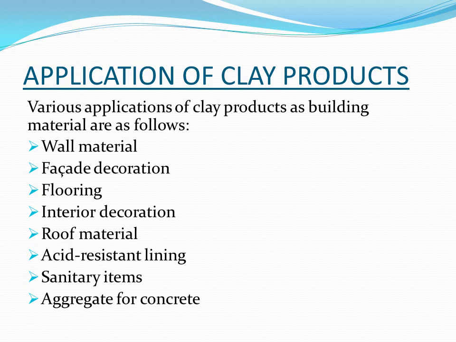Next is acid resistant lining. The examples are common acid resistant brick, acid resistant and heat and acid resistant ceramic shaped tiles for special purposes, ceramic acid resistant pipes and companion shapes. Sanitary items, as we have earlier studied, earthenware and stoneware and porcelain, they are used for sanitary items, and aggregate for concrete. This was all about clay and clay products in this session.